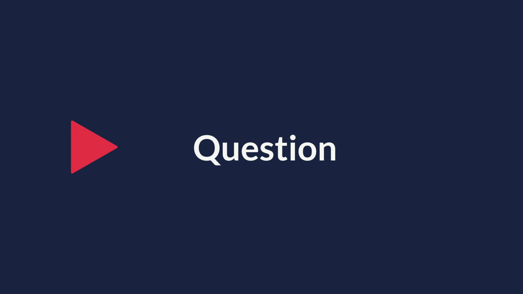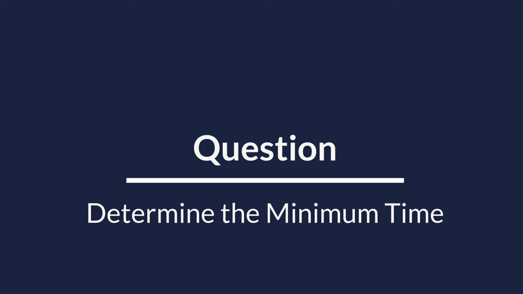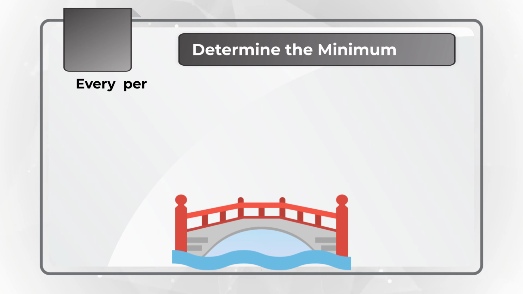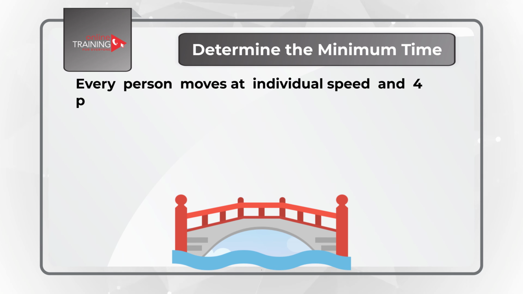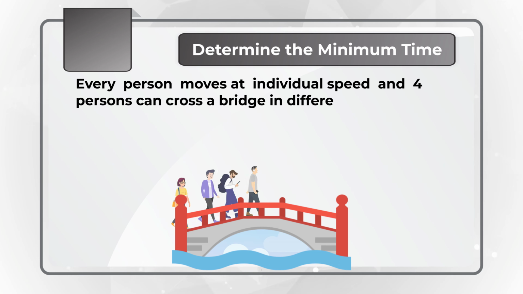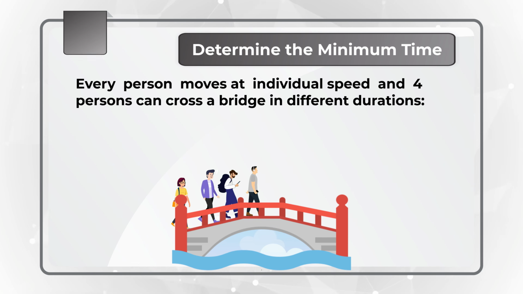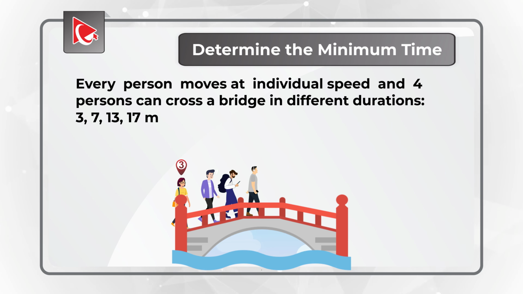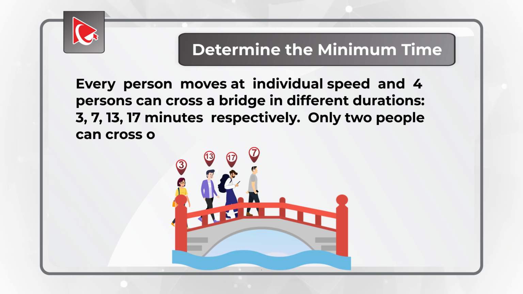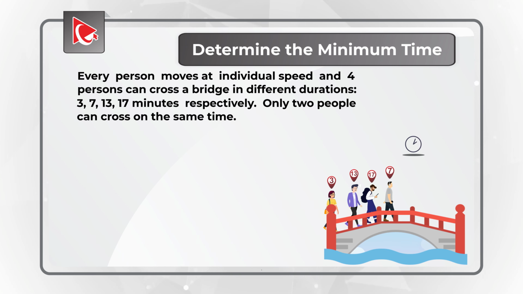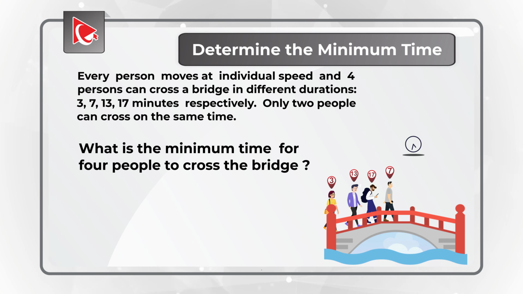Here's the interesting challenge you might frequently see on the test. You need to determine minimum time for people to cross the bridge. Every person moves at individual speed, and 4 people can cross the bridge in different durations. They can cross it in 3, 7, 13, and 17 minutes respectively. The trick here is that only 2 people can cross the bridge at the same time. You need to determine what is the minimum time for 4 people to cross the bridge.